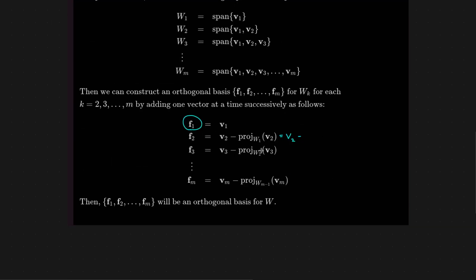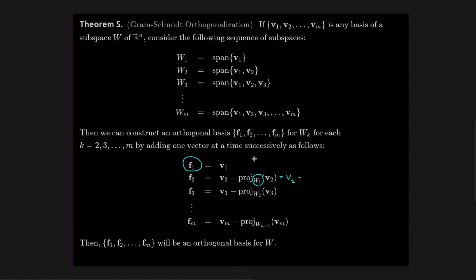Now in this case, W1 is spanned by only one vector. It's a one-dimensional vector space, so it just has one vector in its orthogonal basis. So F2 is equal to V2 minus (V2 dot F1) over the norm of F1 squared, times F1. Okay.